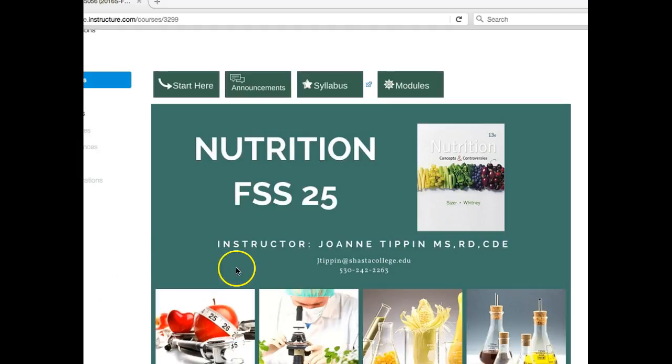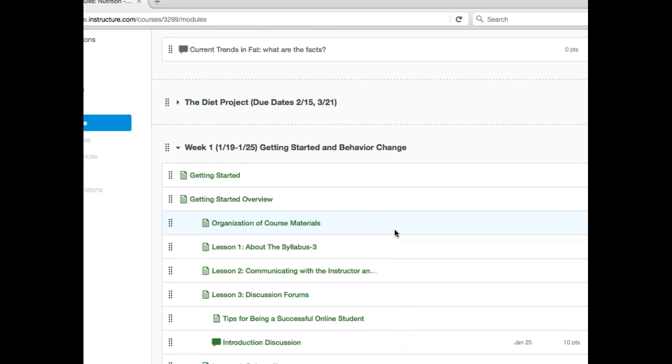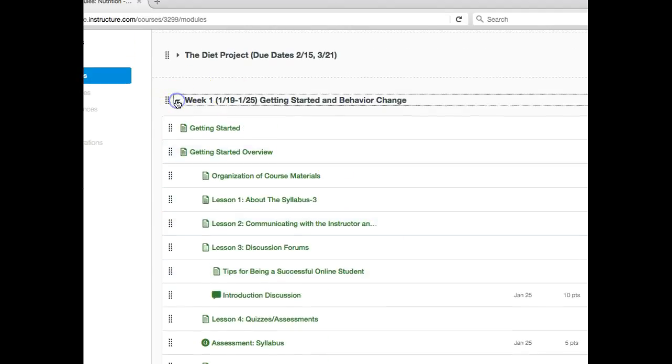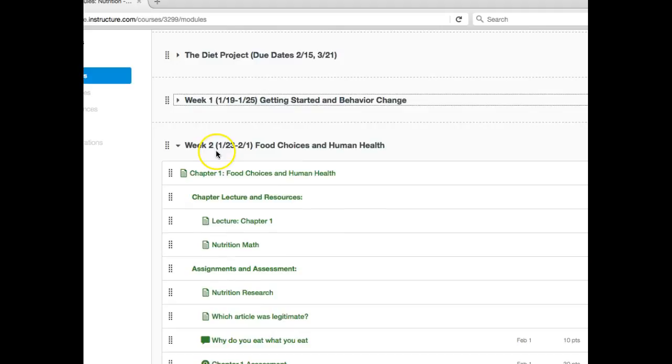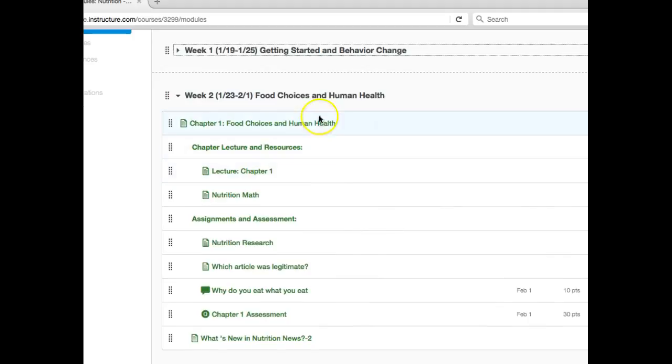So if you go onto Canvas and you're getting ready to start this week's module, come to your home page and you'll click on the modules here, and it will take you to your list. And one thing you'll notice as you go through these modules, you can always shut them down if they're all showing up. So here in week 2, starting on January 23rd, it will go through with the assignments due by February 1st. And you can wander through.